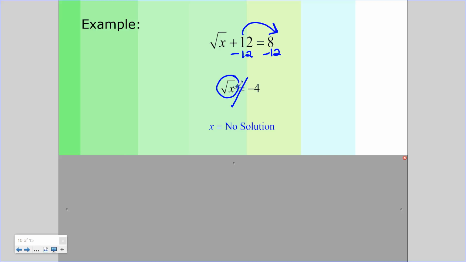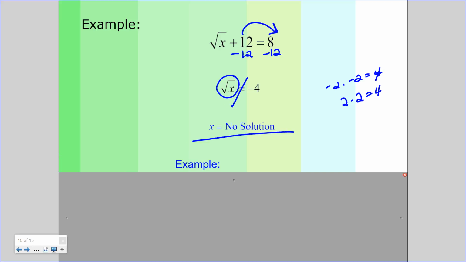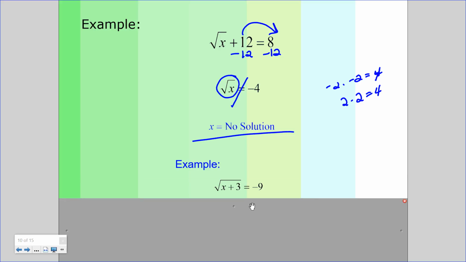You would really be looking for a number times itself that would equal -4. If you did -2 times -2, that's a +4. If you did 2 times 2, that's still a +4 as well. So for this scenario, you would say no solution. Here's another example.